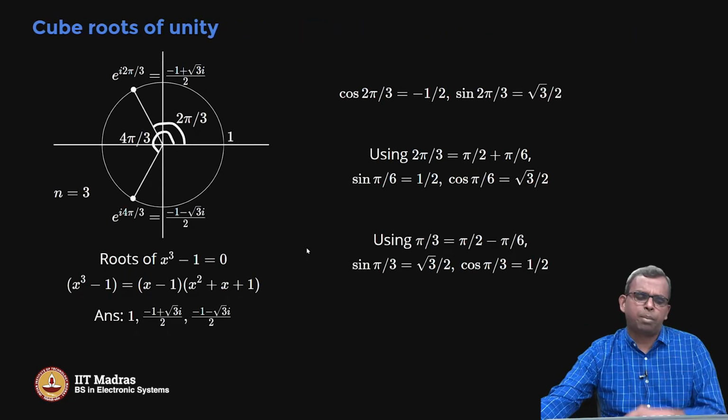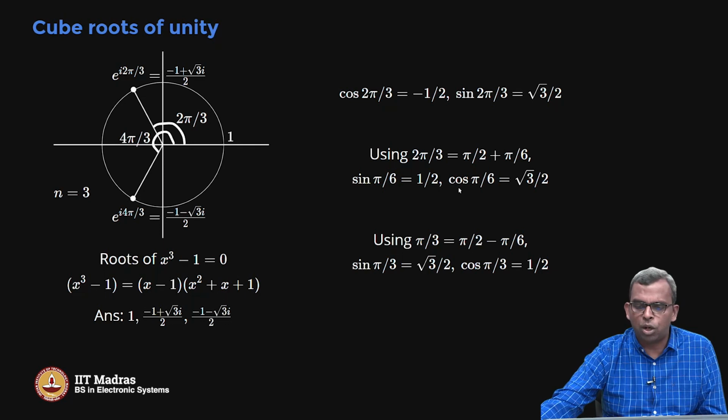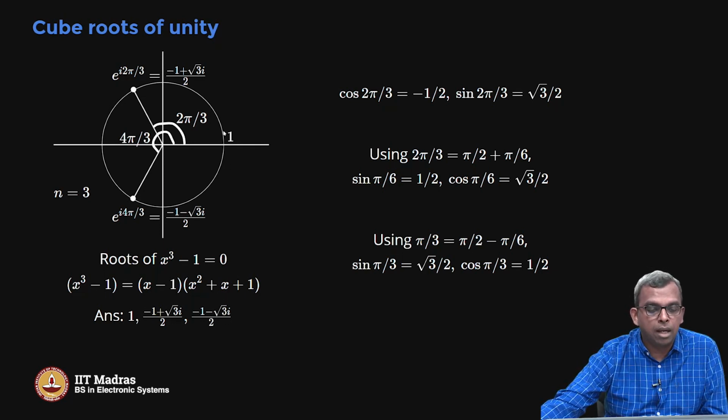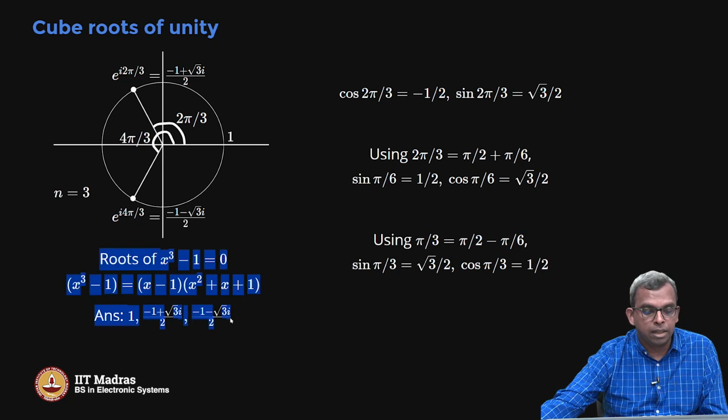Okay, so let me focus particularly on the cube roots of unity. I have put all of them here. Let us start with this picture here. The cube roots of unity are 1, and then you have e power i 2 pi by 3, and then you have e power i 4 pi by 3. Those are the 3 cube roots of unity. Now, we saw a calculation earlier, right, that cube roots of unity are actually 1, minus 1 plus root 3i by 2 and minus 1 minus root 3i by 2.